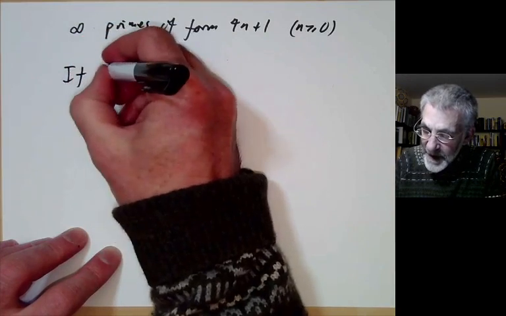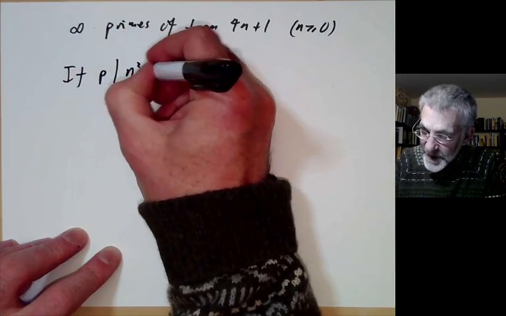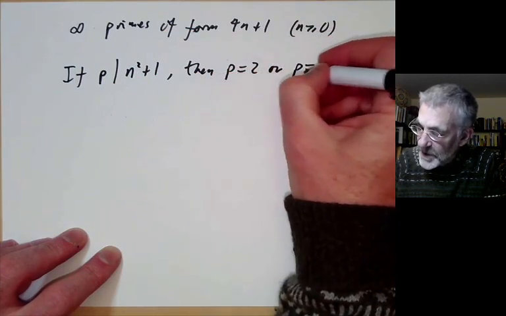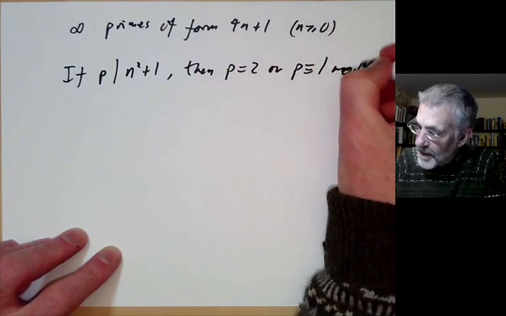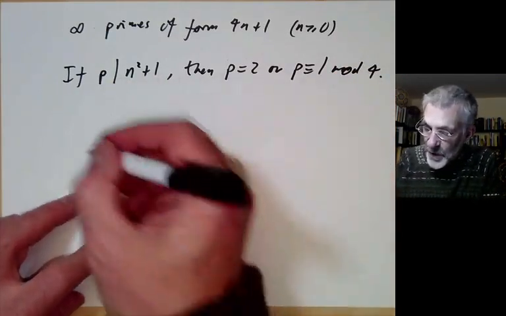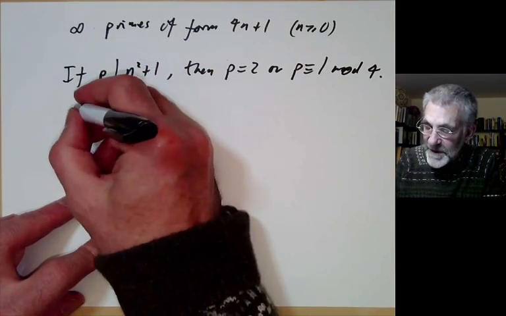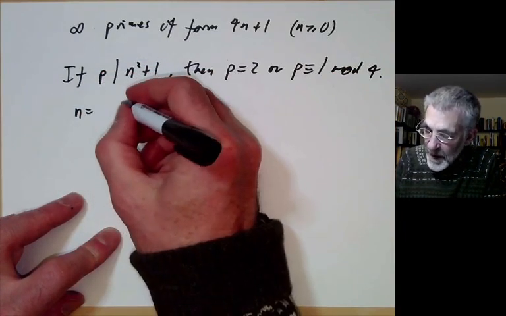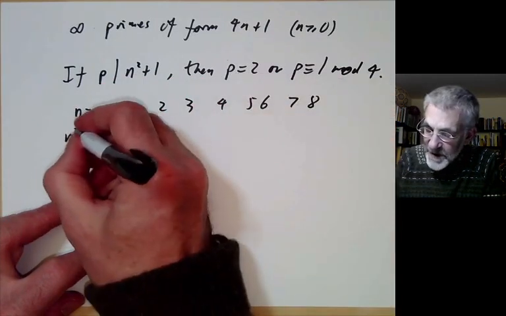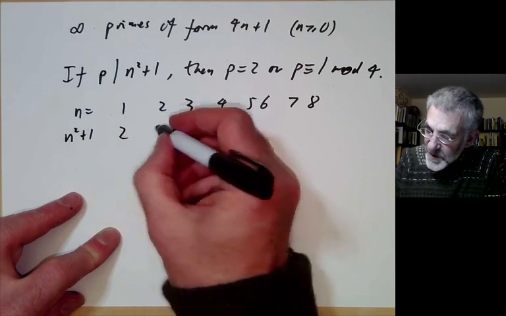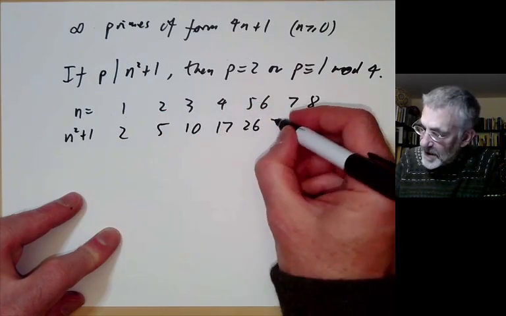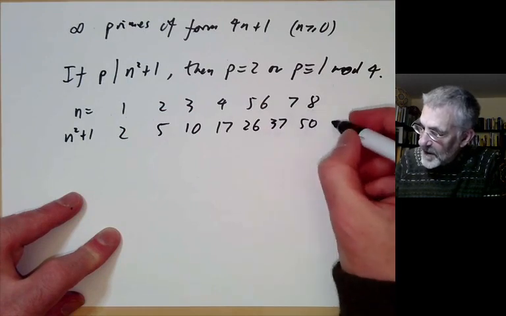If p divides n squared plus 1, then p equals 2, or p is congruent to 1 mod 4. So the only primes that divide n squared plus 1 are primes of the form 1 mod 4, or 2. Let's look at the first few cases. Let's take n equals 1, 2, 3, 4, 5, 6, 7, 8. If we look at n squared plus 1, this is 2, 5, 10, 17, 26, 37, 50, and 65.